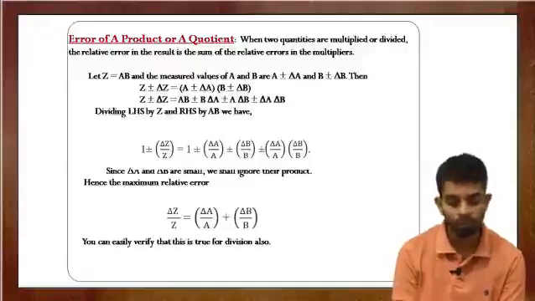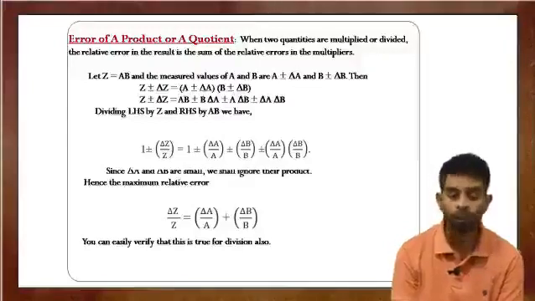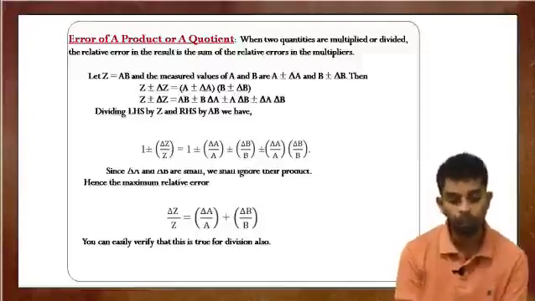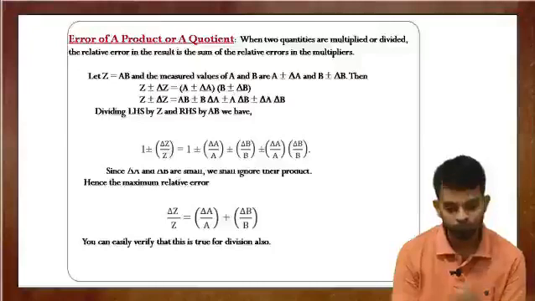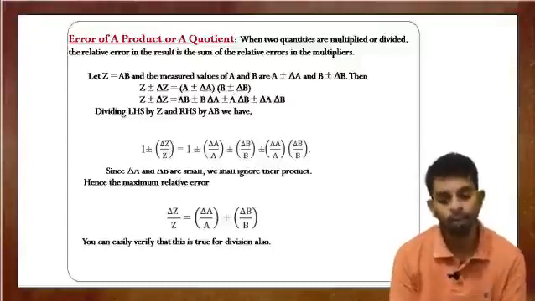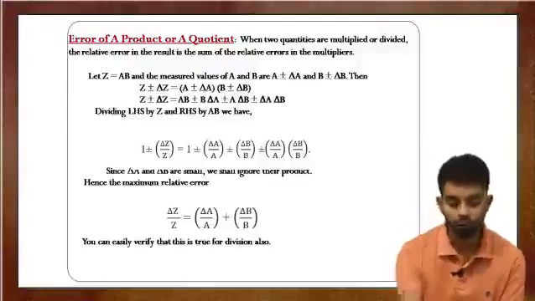So finally we will get the maximum relative error: del Z by Z is equal to del A by A plus del B by B. So basically it means in a product or in an equation, the relative error in the result is the sum of the relative errors in the multipliers. Similarly, you can easily verify that this is true for division also.